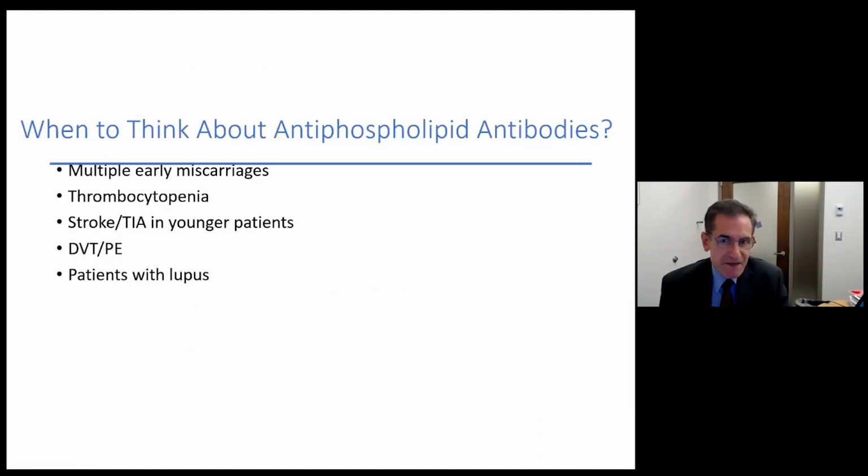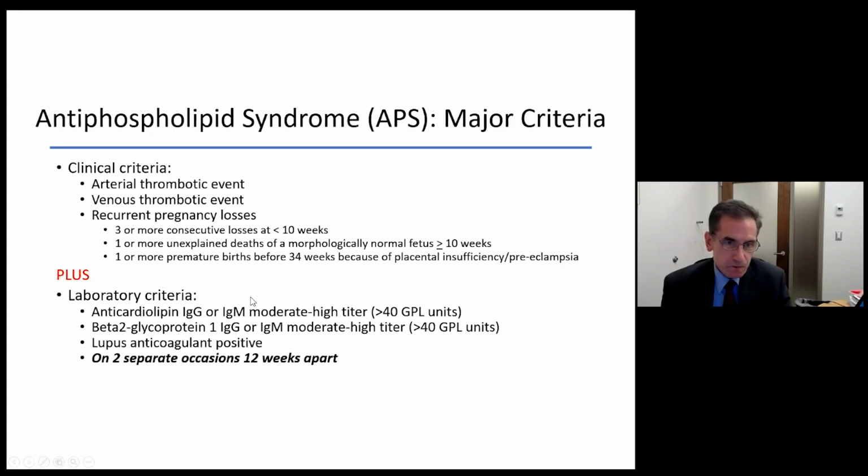In terms of antiphospholipid antibodies, the reason to check these is when patients have multiple early miscarriages, thrombocytopenia, stroke or TIA in a younger patient, DVT or PE that's unprovoked, and in patients with lupus. There are major and minor criteria.